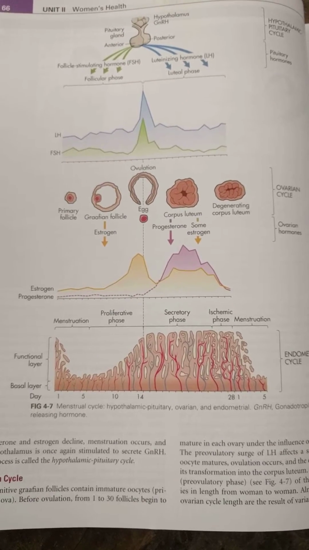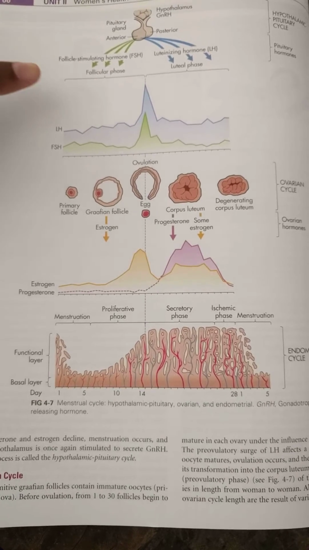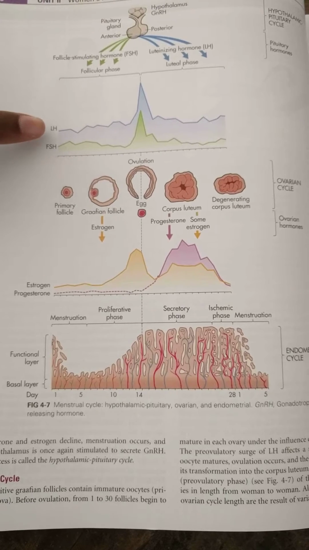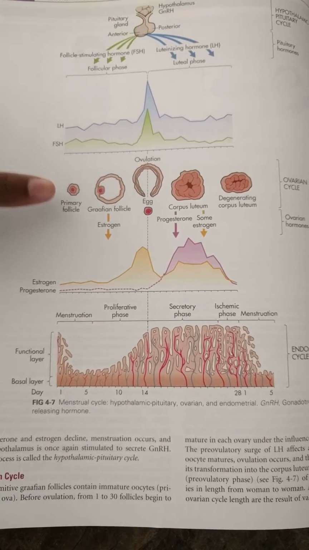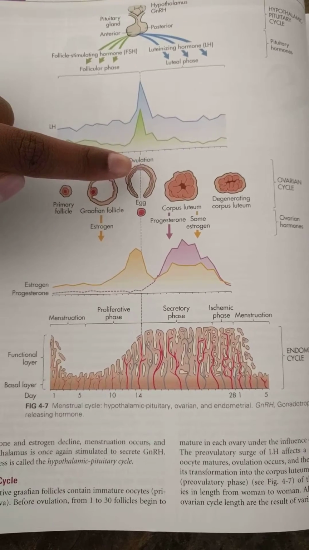Here are the menstrual cycle phases. 1. We have the follicular phase. Pre-ovulatory surge of luteinizing hormone affects a selected follicle. The oocyte matures, ovulation occurs, and the empty follicle begins its transformation to the corpus luteum.